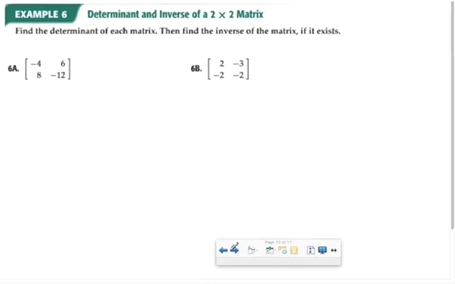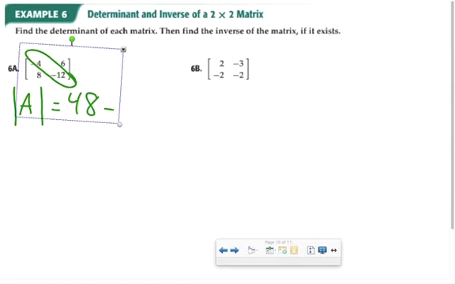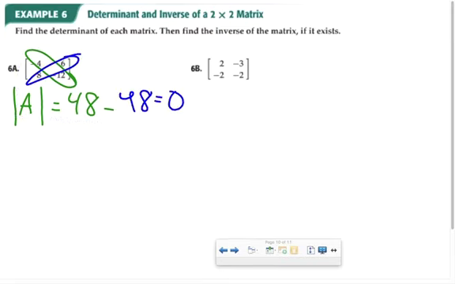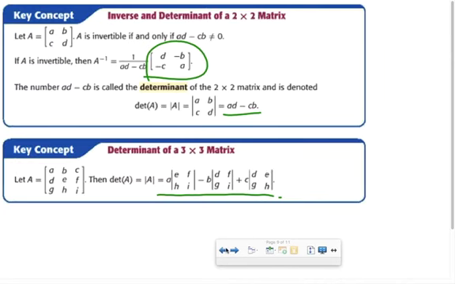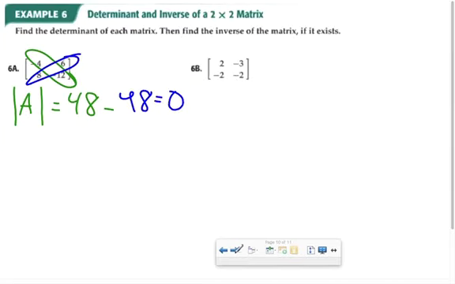So in part A, the determinant is the product of these two things, which is 48, minus the product of these two things. So my determinant is 0. And back here, we were told that if the determinant is not 0, then there's an inverse. Well, determinant's 0, so it does not exist. The inverse does not exist.